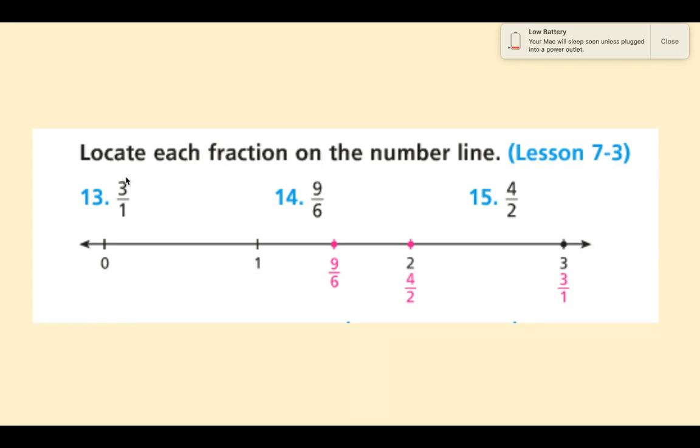Locating these on the number line, 3 is not cut into any pieces, 3 wholes is over here. The whole number 3. 9 out of 6 is 9 pieces of things cut into 6. 1 is 6 out of 6, plus 3 more is halfway. That goes here. 4 out of 2 is whole number 2.